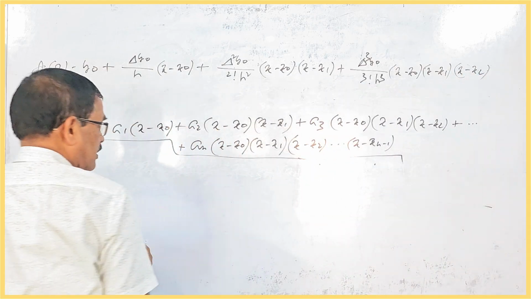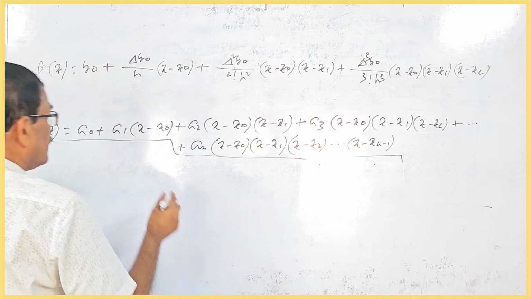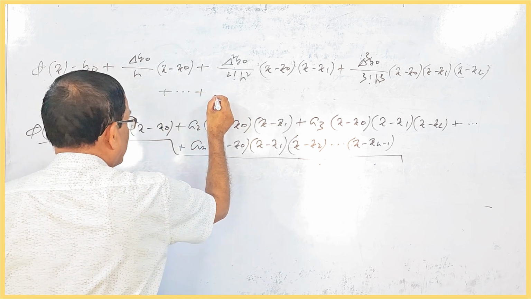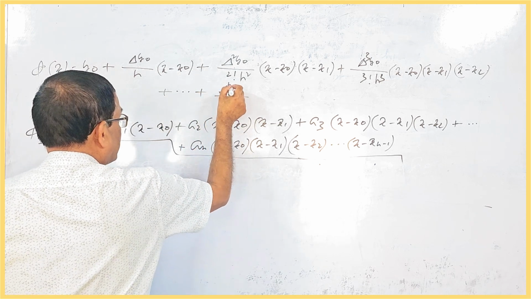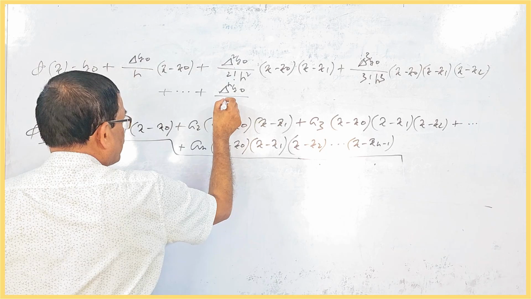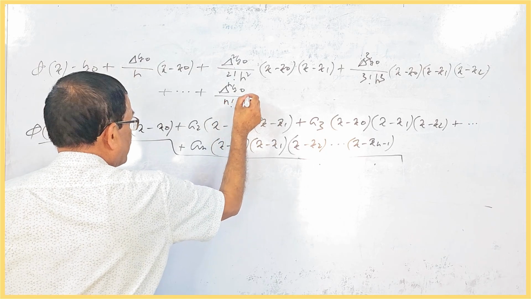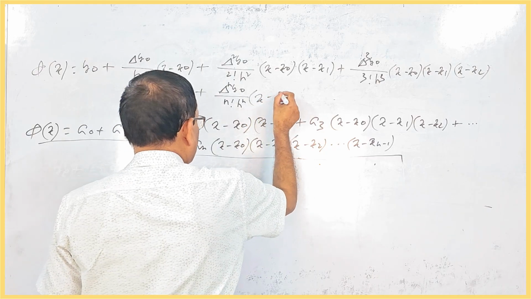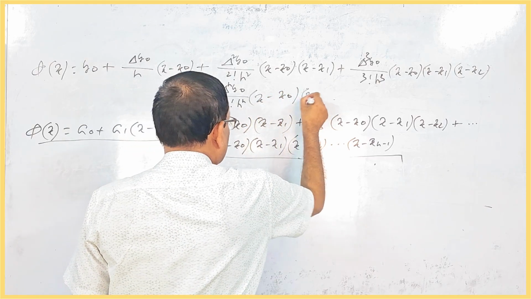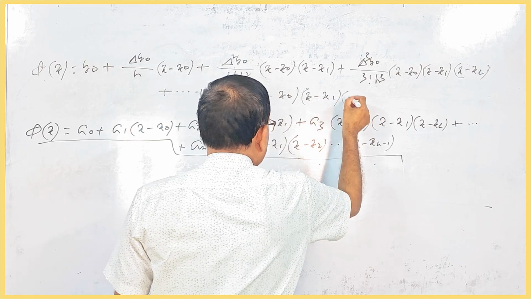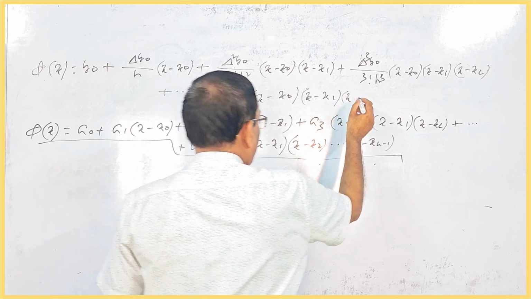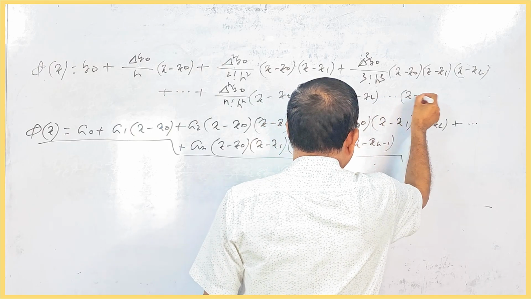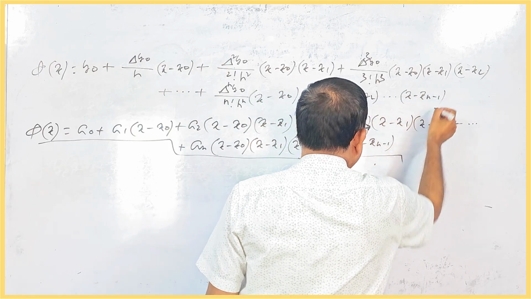Similarly, I can put the other values A4, A5, etc. and I am putting now the last term. This is an equal to delta n y naught divided by n factorial and h to the power n. And the term is x minus x naught, x minus x1, x minus x2, and the last term x minus x n minus 1.